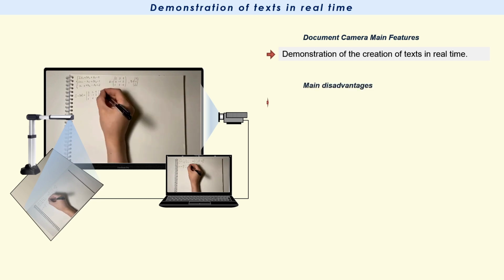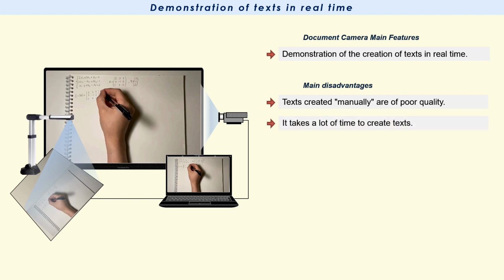Major disadvantages. The first. Due to the fact that the text is created manually, it has a low quality, which significantly depends on the handwriting of the teacher. In addition, it takes a lot of time for the teacher to create the material and note it for the students. Second, if you need to change part of the material, you need to re-record the entire video.